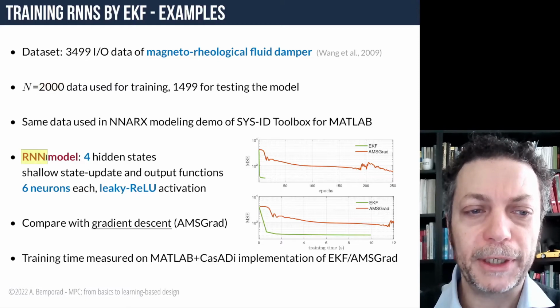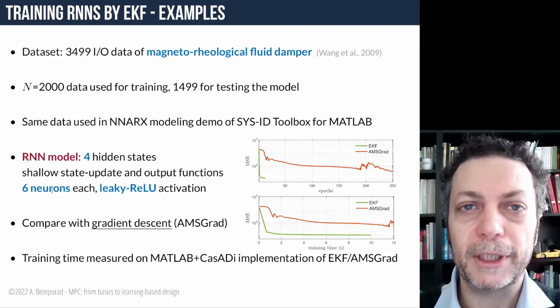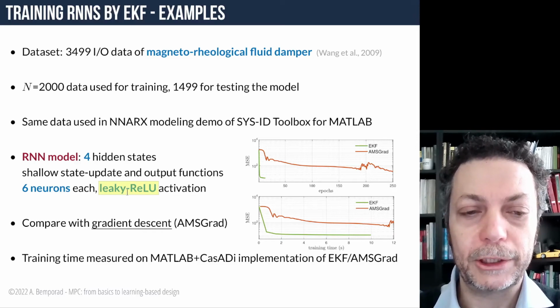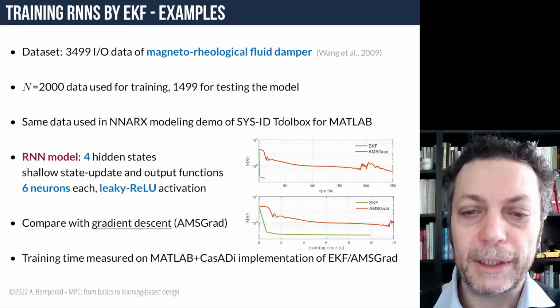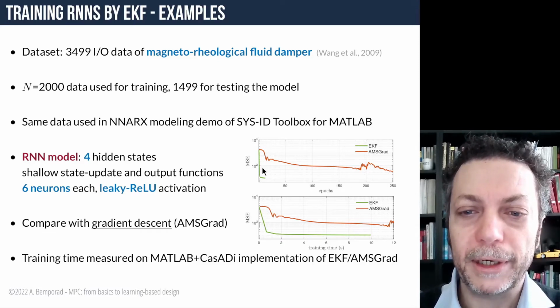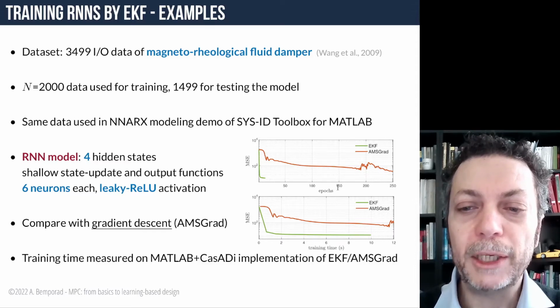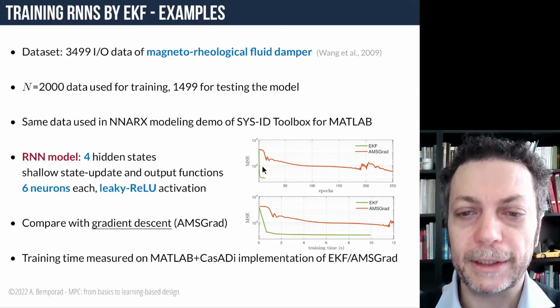I've considered a recurrent neural network model with 4 hidden states and shallow state update and output functions, each one containing 6 neurons, so very small neural networks for the state update and output function, and leaky ReLU activation functions at each node of the network. And what you see here is a comparison of how the mean square error reduces as a function of the number of epochs, so the number of times you process the entire data set.